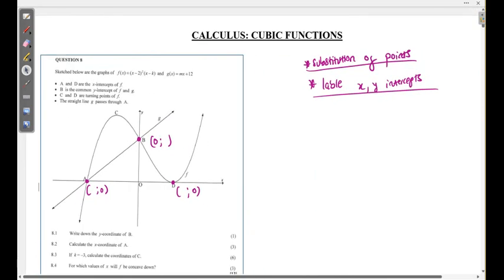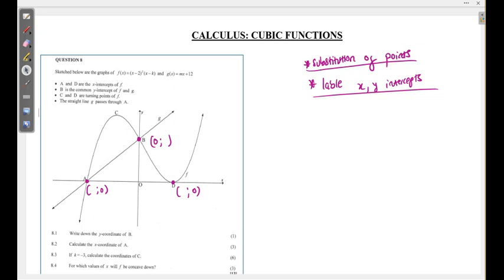All right, and then they say 8.1, write down the y coordinate of B. Listen carefully. They say write down the y coordinate of B. Well, for B, we only know the x coordinate. How do we get the y coordinate now, right? Well, remember, B is on two functions. B is on f and it's also on g. All you have to look for is a function with information that will assist you to find the coordinate of B.